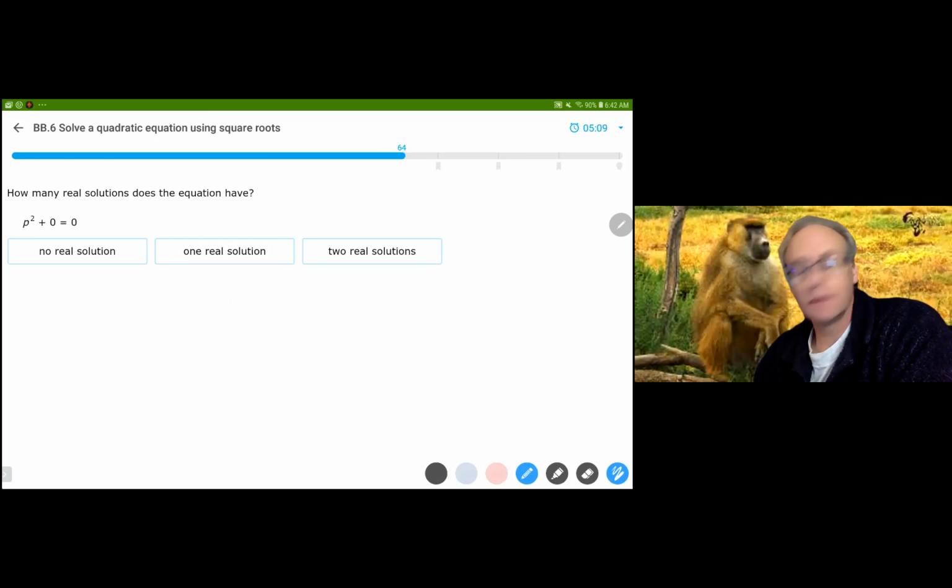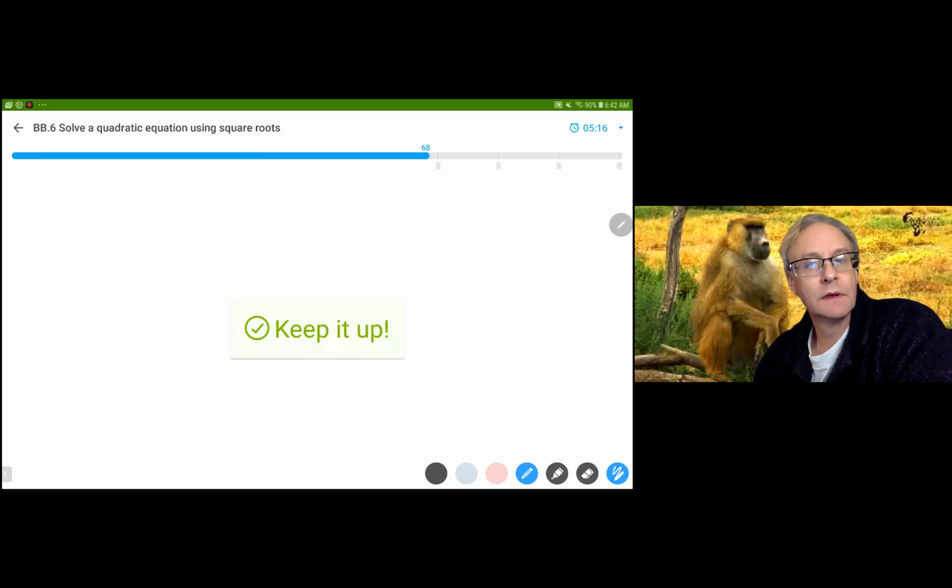In this one, same deal. The 0 doesn't have any effect, and you have p squared equal to 0, so we have 1 real solution, and it's 0.